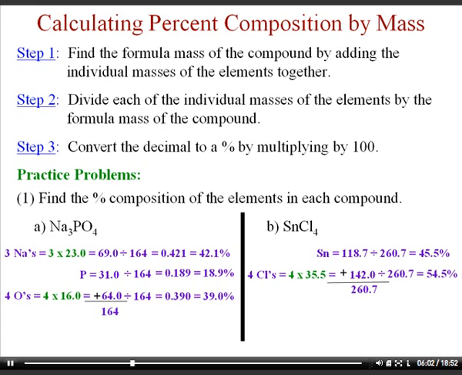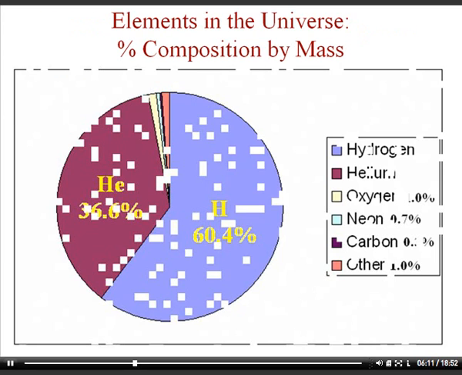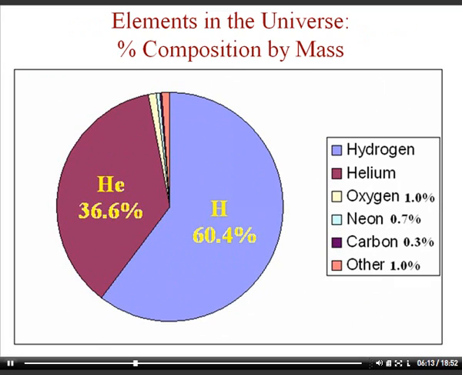So finding percent composition is very easy. You have to find the formula mass, and then you divide each individual mass by your formula mass. The next calculation that you're going to do is going backwards from the percent data to the formula, but in the meantime we're going to look at some slides which just go over the percent composition by mass of the universe, of the Earth's crust, and of the human body.